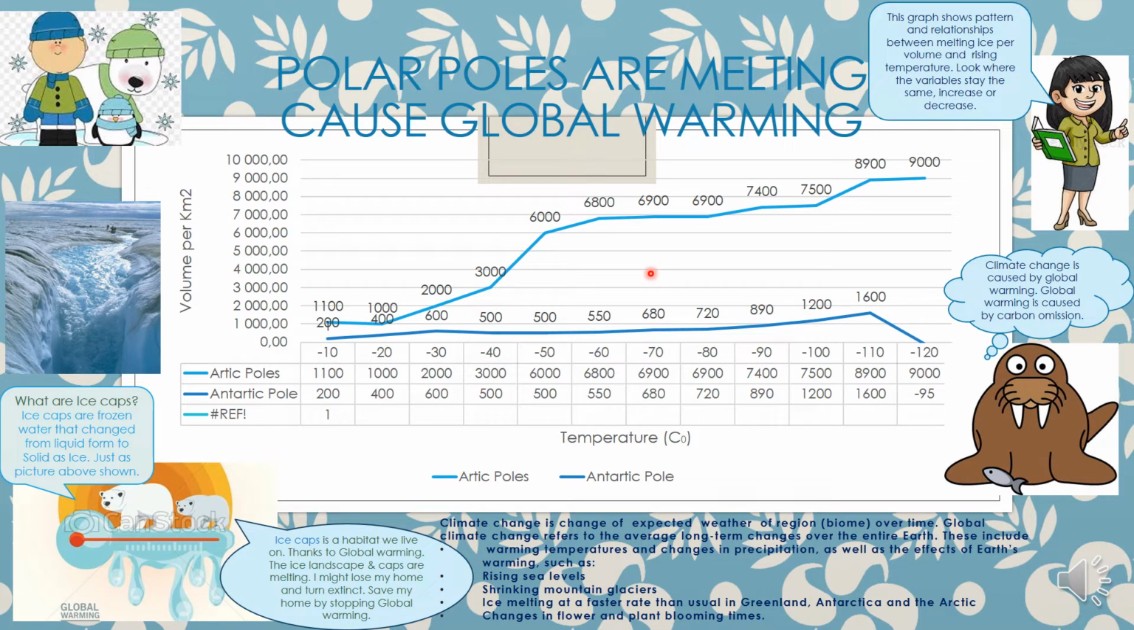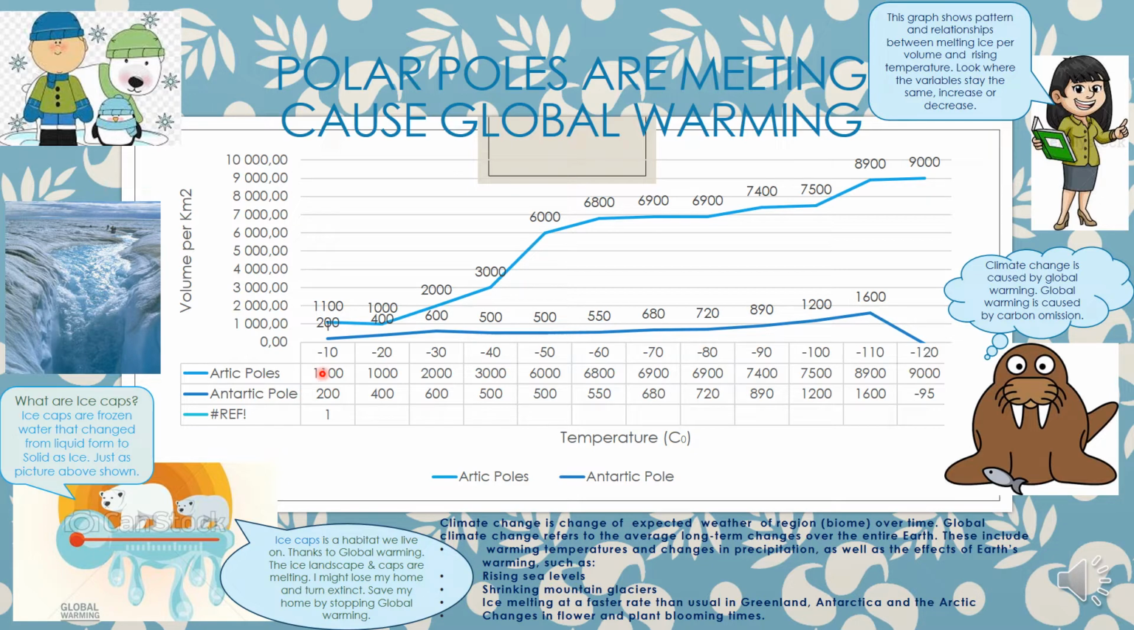So let's look at the graph together. The light blue one represents the Arctic pole. The dark blue one is the Antarctic pole. So at -10, -20, -30. Now, grade 5s, you need to know if it's negative and it gets bigger as a negative, it means it's getting colder and colder and colder and colder and colder.